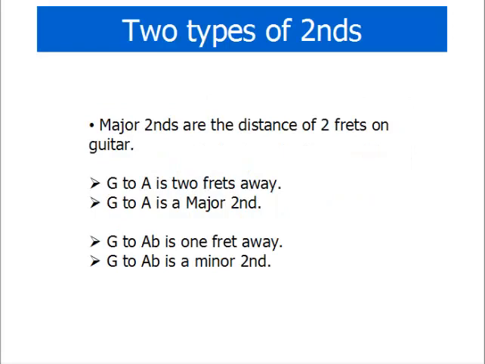So major seconds are the distance of 2 frets on the guitar. G to A is 2 frets away. G to A is a major second. Now G to A flat is 1 fret away. So G to A flat is a minor second.